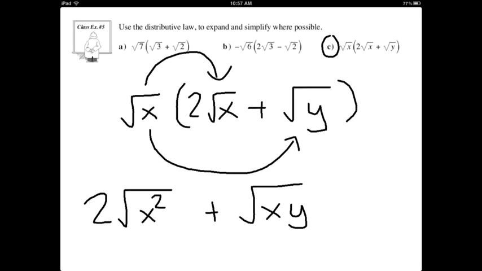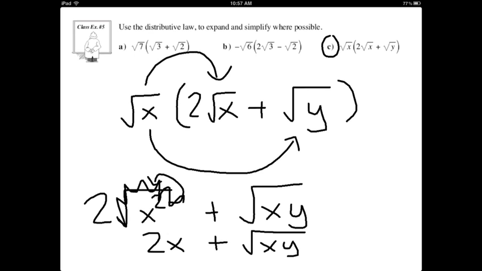Alright, so remember one thing, of course, this square is going to cancel out this root sign. So all you're left with is 2x plus root xy. That's your final answer.